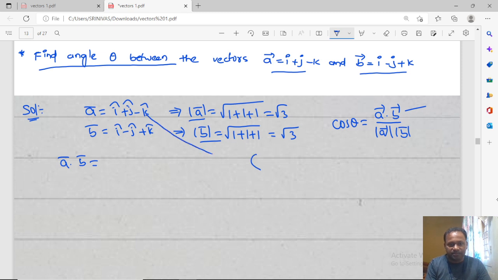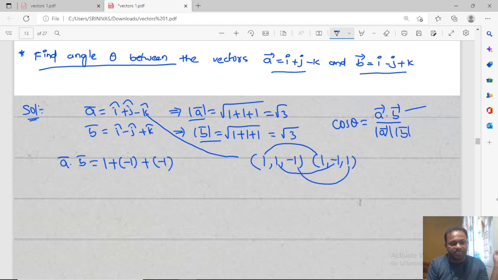From the first one, 1, 1, minus 1. From the second one, 1, minus 1, 1. So the dot product will be 1 into 1 plus 1 into minus 1 plus minus 1 into 1. That is equal to 1 minus 1 minus 1. Hence it is minus 1. A bar dot b bar is equal to minus 1.